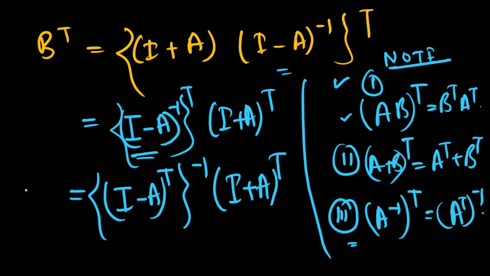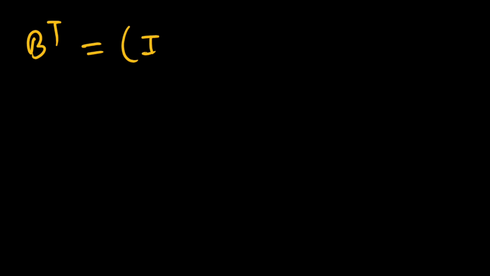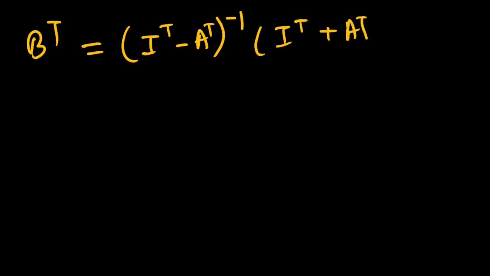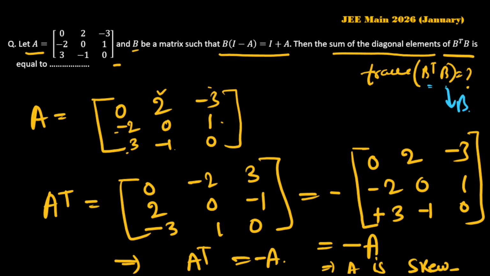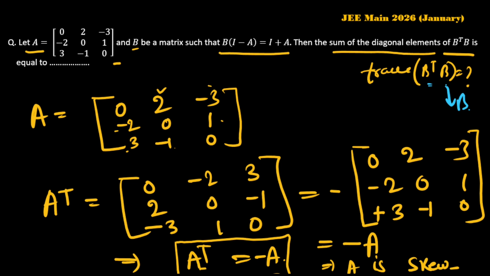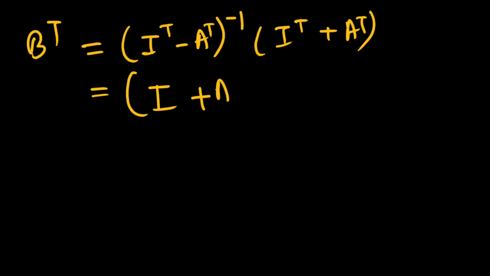B transpose is equal to, now we use the second formula, so (I minus A) transpose, that is I transpose minus A transpose, and also we use the formula for B. So therefore (I transpose minus A transpose) inverse times (I transpose plus A transpose). So that is equal to I transpose is I, minus A transpose. Previously we got A transpose is equal to minus A. So we use A transpose is equal to minus A. So therefore that is plus A.